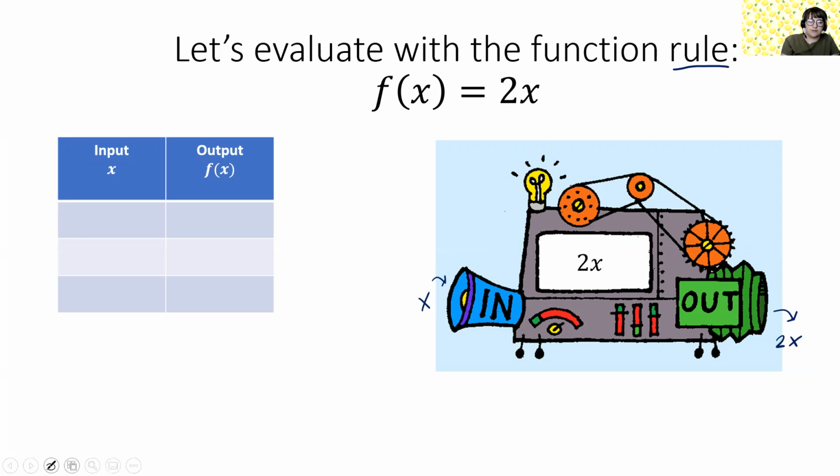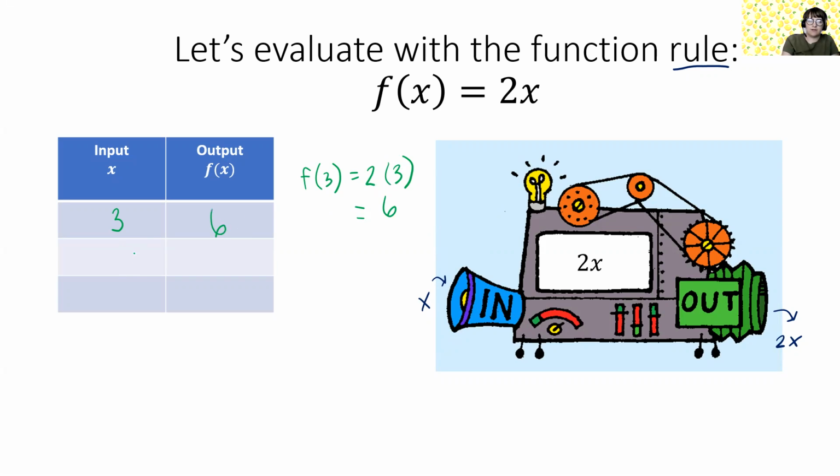So let's look at a couple examples. Let's say I want to input 3 into this function machine. So if I input 3, we write it like this to show the input. My 3 is going to go into my machine. The rule is going to be performed, so 2 times 3, and out the other side, I'm going to get 6.